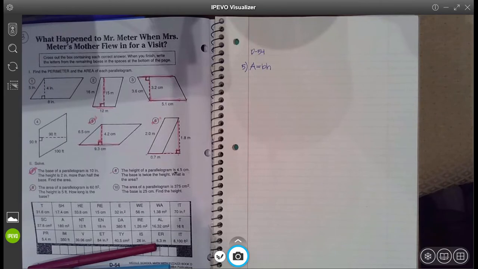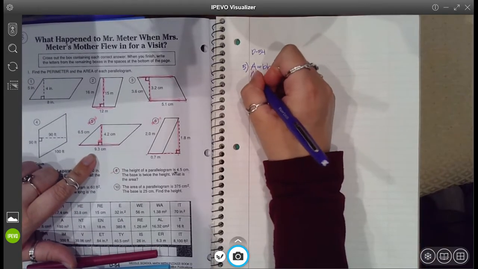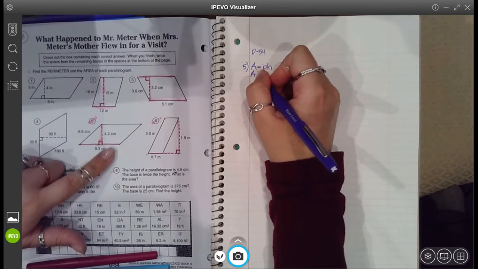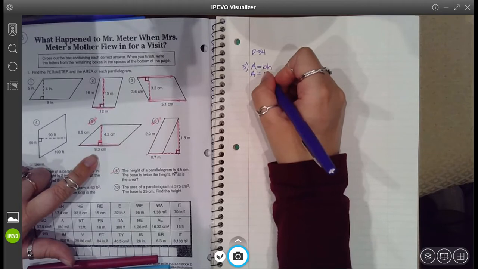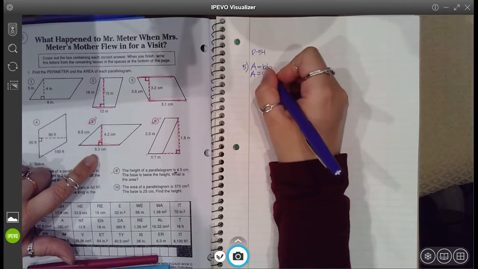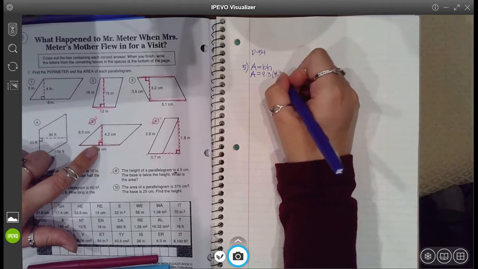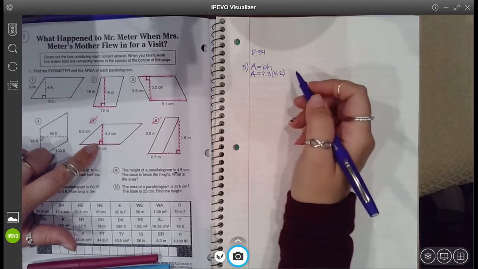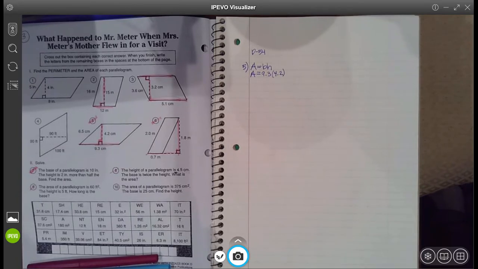So let's go back to number 5. We don't know the area. We're trying to find it. But now I know that my base right here, it's highlighted in pink. That little box connects your base to your height. My base is 9.3. So I'm going to plug that in for B. My height is this 4.2. So I'm going to plug that in for my H. Now I just take my calculator and I type in 9.3 times 4.2.